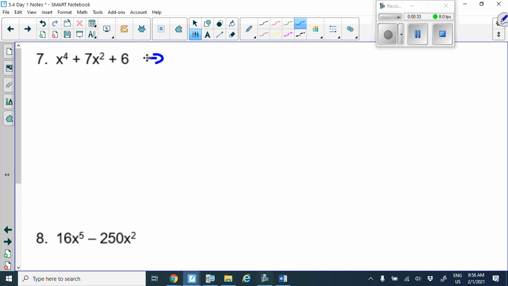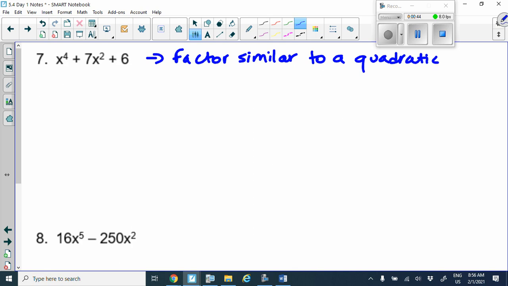We're actually going to factor this similar to a quadratic. Okay? So we're going to do two sets of parentheses. And since our a value, the number in front of the x to the 4th, is 1, all we need to figure out are what numbers multiply to 6 and add up to our middle term.